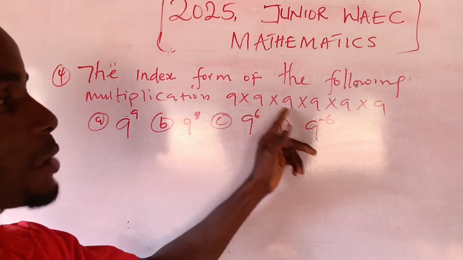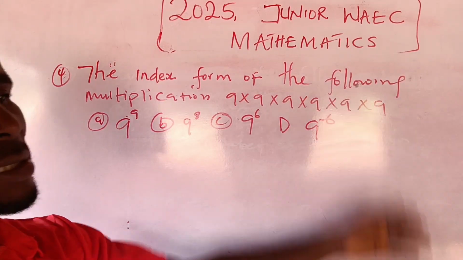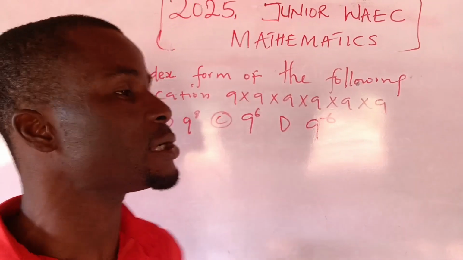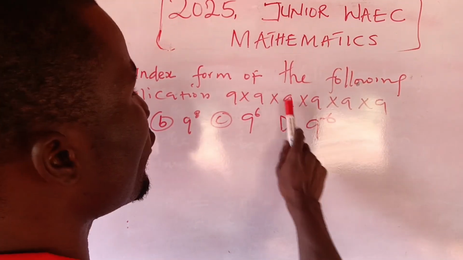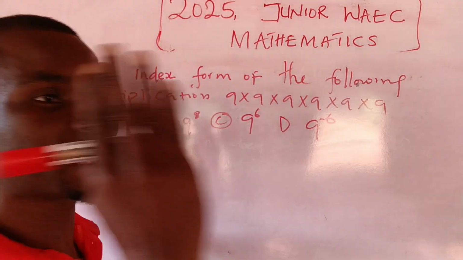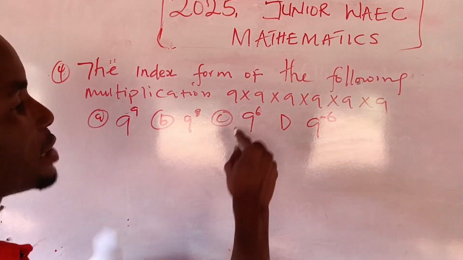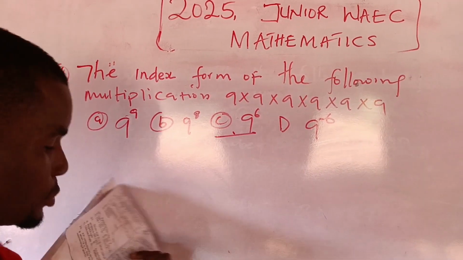9 times 9 times 9 times 9. So to get your index form, how many nines can you see here? We have 1, 2, 3, 4, 5, 6. We have six 9s. That is 9 raised to the power of 6. So the answer is C.